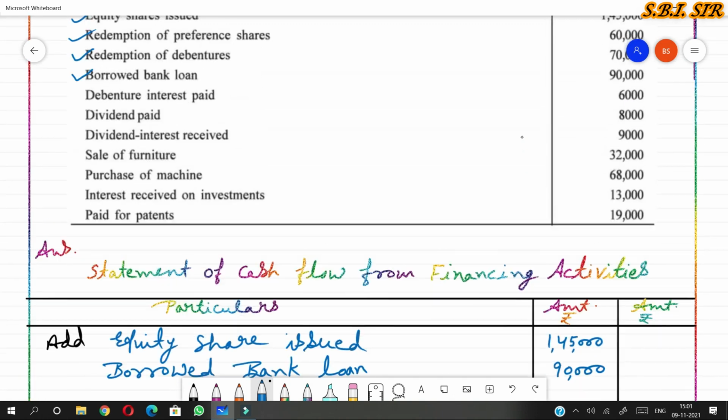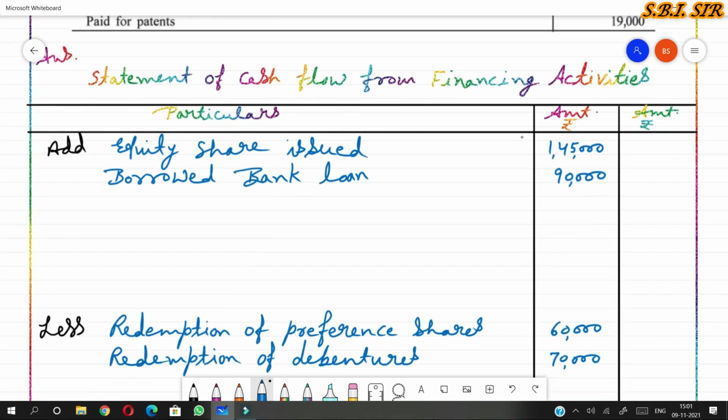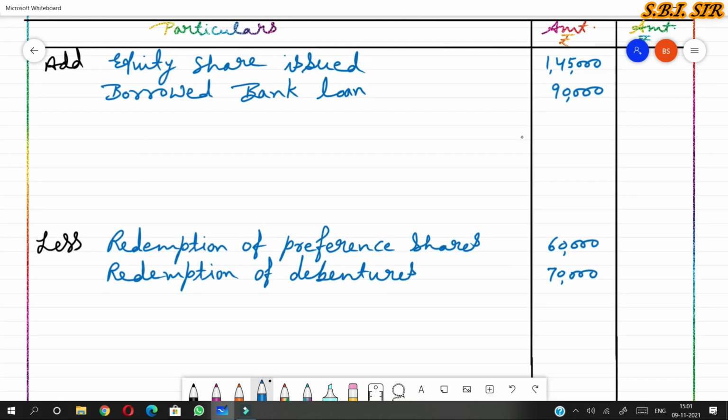Next, debenture interest paid. It decreases the cash flow by 6,000, so we will decrease it. Less debenture interest paid 6,000.